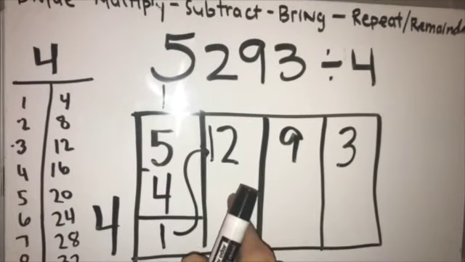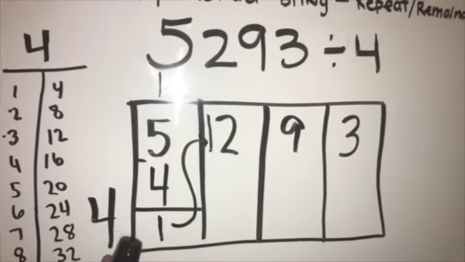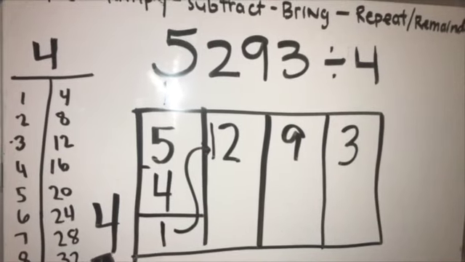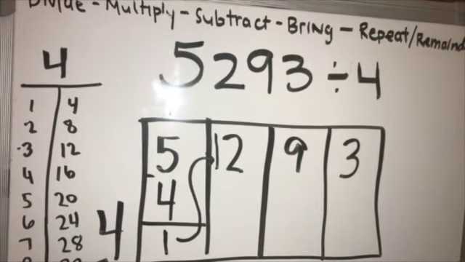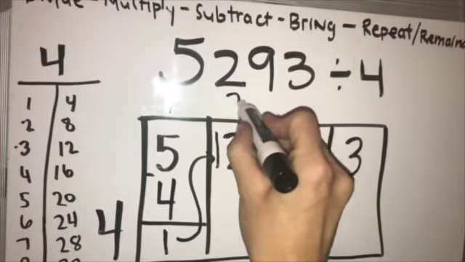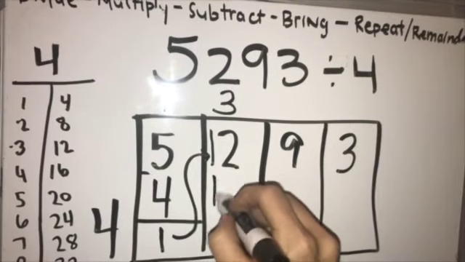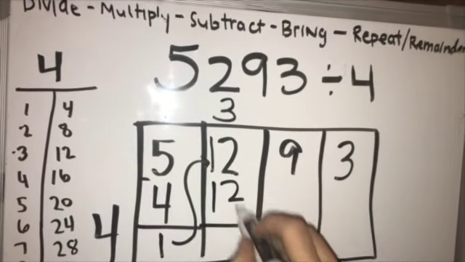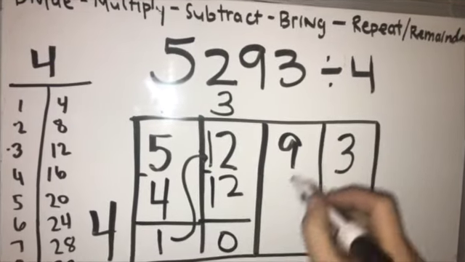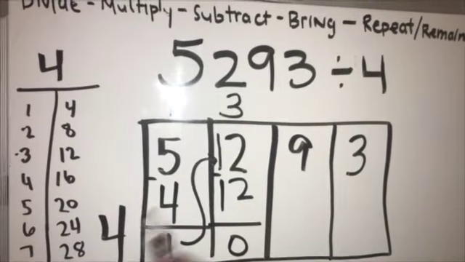I also will repeat as long as I have boxes. So now I need to determine how many times can 4 go into 12, or 12 be divided by 4. I can look here. I have a 12 and I know it's 3 times. So I'm going to put a 3 above the 12. 4 times 3 is 12, and subtract that, I get a 0. I have nothing to bring over, but I do have another box, so I need to repeat.